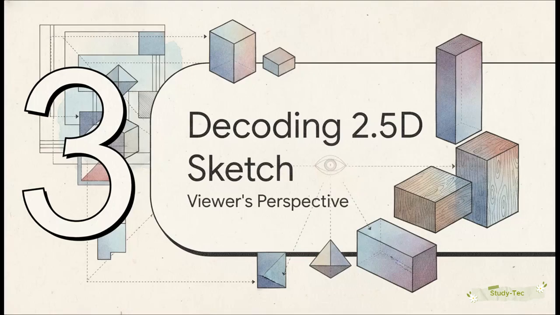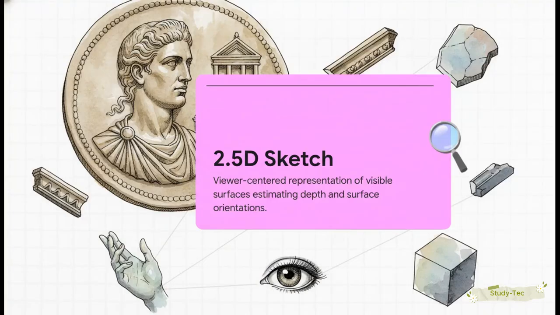All right, section 3, decoding the 2.5D sketch from the viewer's perspective. Let's really get into the weeds here. The 2.5D sketch is entirely viewer-centered. What does that mean? Well, it doesn't know what the back of an object looks like. It is only mapping the surfaces that are facing you directly. Honestly, the absolute best way to visualize this is to think of a low-relief sculpture, kind of like the face of a coin. It's not a fully rounded 3D object that you can walk all the way around, but it does possess bumps, curves, and slants, all mapped relative to exactly where you were standing in that given moment.